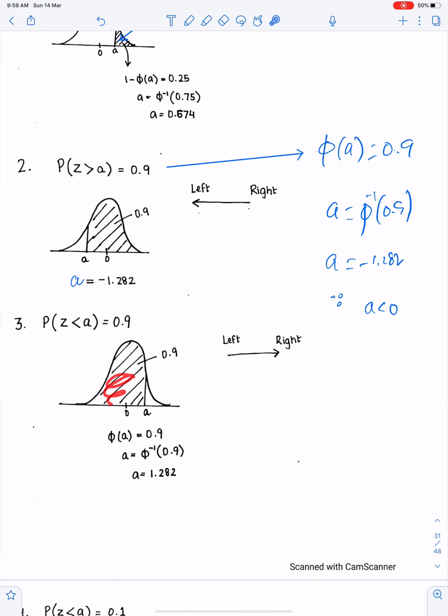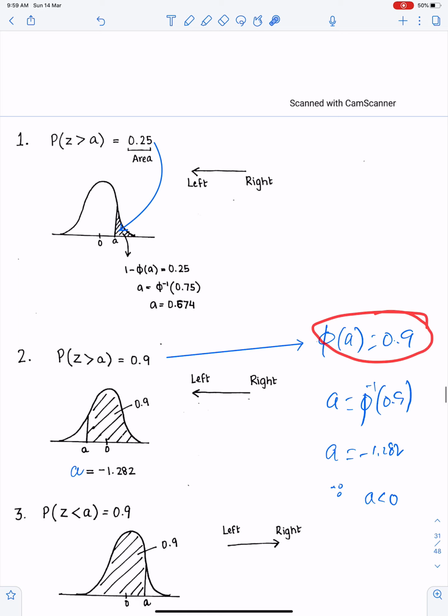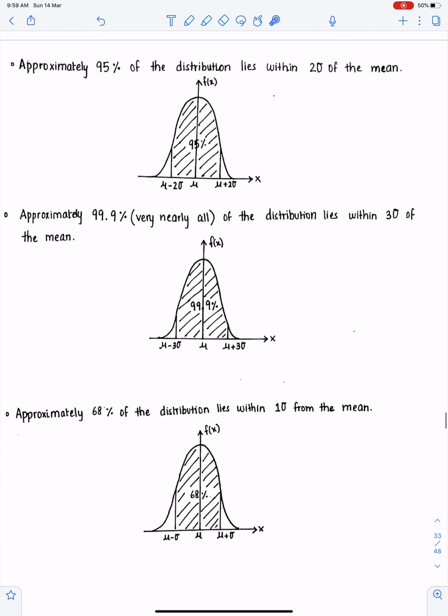This area is large, so it must be phi. Large area means an area which is greater than 0.5. So this area is greater than 0.5, so this is considered the larger area. So this must be phi A. This area is small, so it must be 1 minus phi A. Now these things are very important, especially for bio students. And the probability statements are important for bio students. They'll do this in, I think, second year. They must remember this area. But this statement is important for everyone.